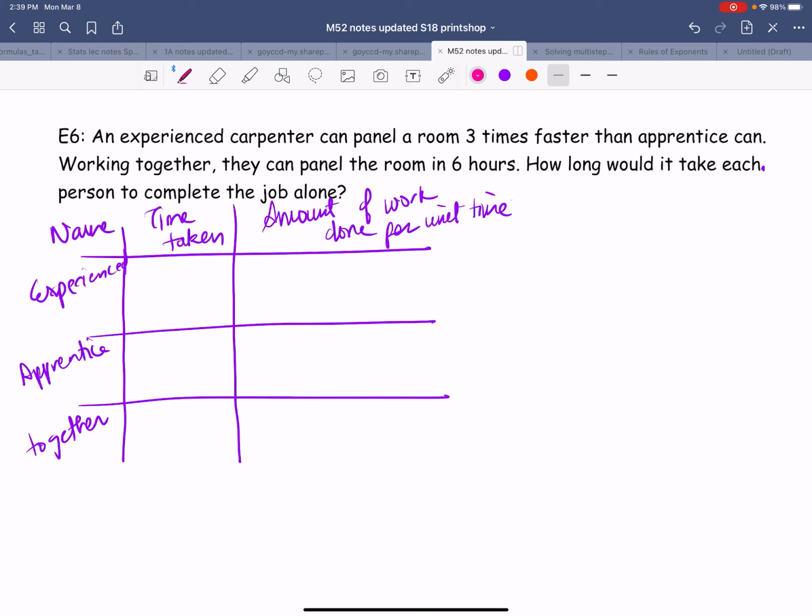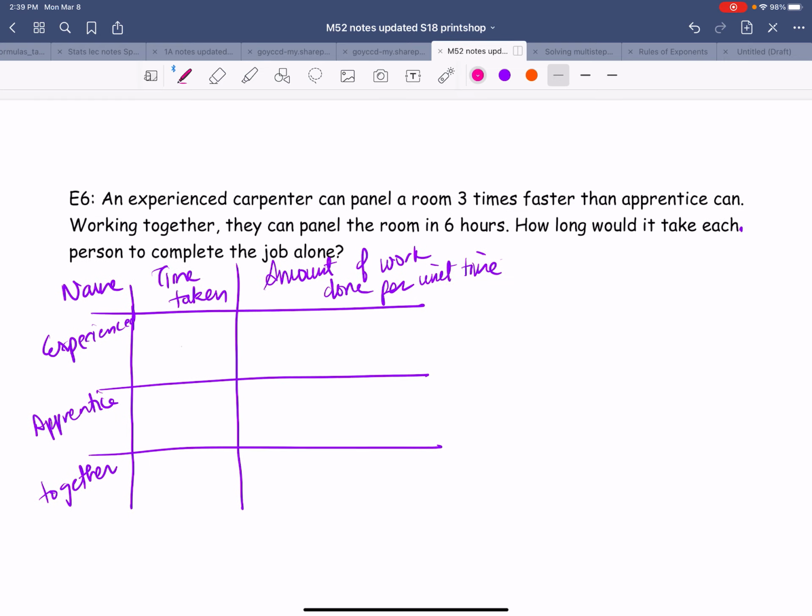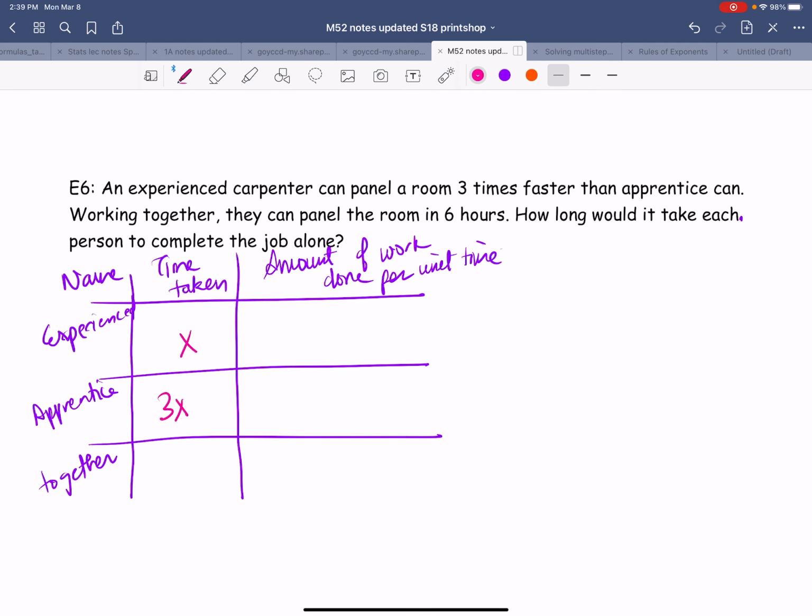If the experienced person takes X minutes, the apprentice, the new person, takes 3 times more time than that, right? The new person takes 3x. If the experienced person takes 1 hour, the new person takes 3 hours. If the experienced person takes 10 hours, the new person takes 30 hours, okay? That's what this sentence means.